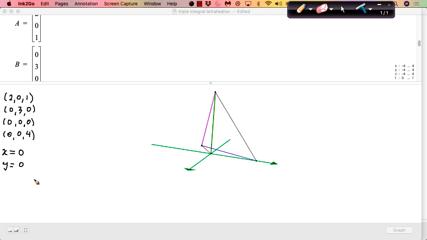And then, this was the point 2, 0, 1, and then 0, 0, 0. So that can help us know what this plane is right here. This plane, down underneath, goes through the y-axis, right? Or the y-axis is contained in that plane. So we need to find the plane that contains the y-axis and also contains the point 2, 0, 1.